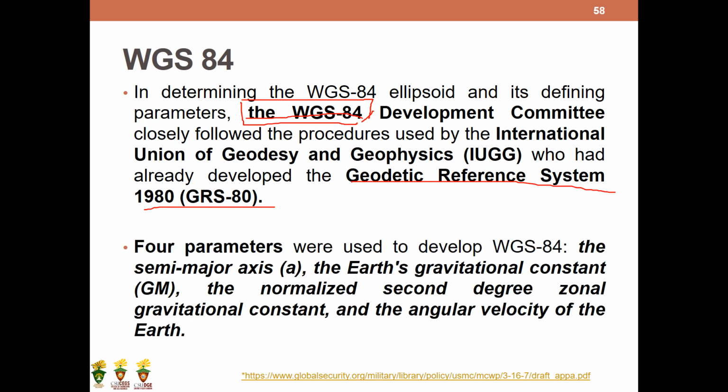And in WGS84, there are 4 parameters that were developed: the semi-major axis, the Earth gravitational constant, or GM, the normalized second degree zonal gravitational constant, and lastly the angular velocity of the Earth. So these are the 4 parameters established to develop the WGS84.